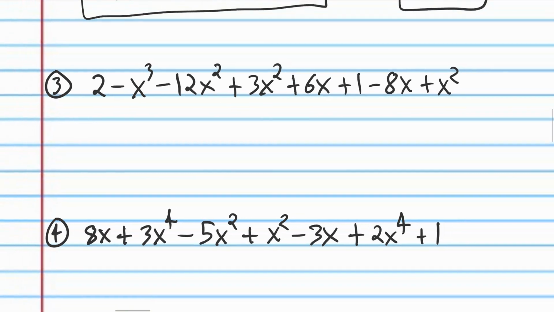All right, we're back. So we're going to add negative x cubed. Actually, we can't add negative x cubed with anything because it's the only term, so we're just going to cross that one out. And let's see, now we can combine the x squared terms. So negative 12 plus 3 is negative 9. Negative 9 plus 1 is negative 8. And we can cross those out.